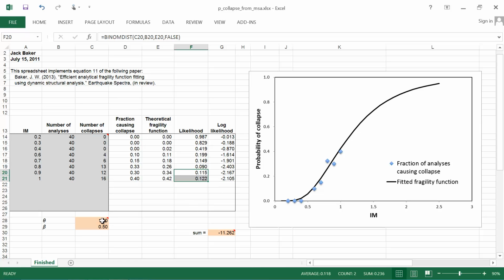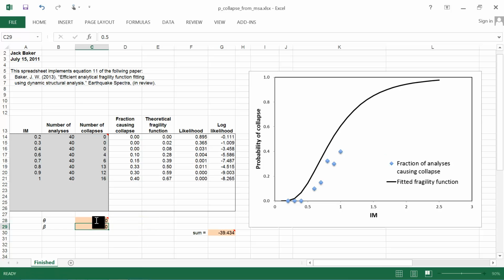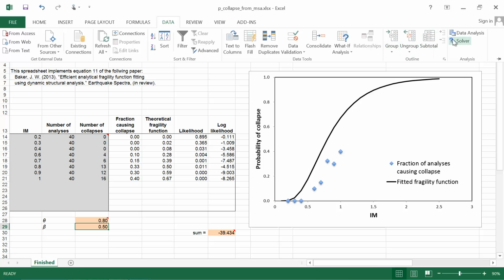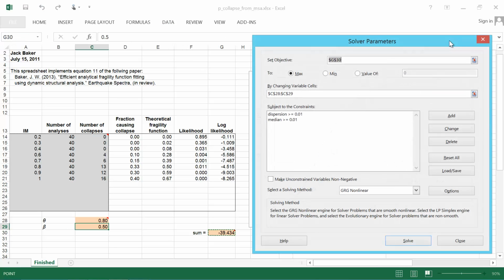Okay, so I could move this theta around myself and try to find the theta value that gives me the best likelihood. But Excel, and computers in general, are very good at doing these optimizations for us. So what we're going to do is go to Data, and click on Solver. Now, if your Solver button's not here, you may have to go over and enable an add-in in Excel to have that Solver button show up.